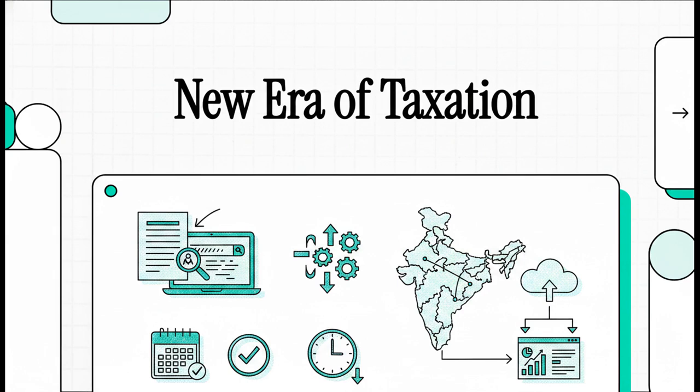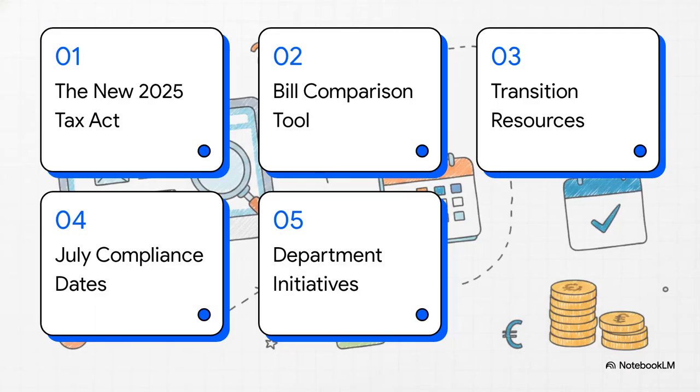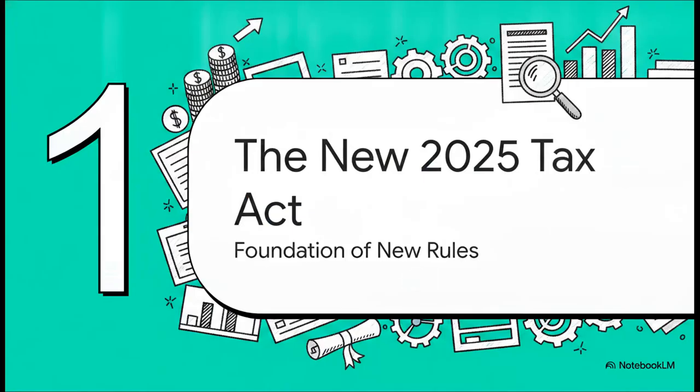Let's get into it. Here is our roadmap for today. We'll start with the new 2025 Tax Act, then check out the bill comparison tool, look at transition resources, flag some upcoming July compliance deadlines, and wrap up with a few new departmental initiatives. Starting off with Section 1, the new 2025 Tax Act.